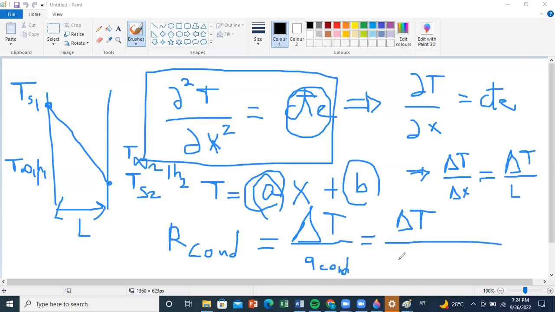It is K A times minus dT by dx, okay? And minus dT by dx is delta T over L. So here we are just taking delta T as absolute value, the largest temperature minus the smallest one. So if I replace minus dT by dx by delta T over L, delta T will cancel out and I come up with my known formula of resistance, which is L over KA.